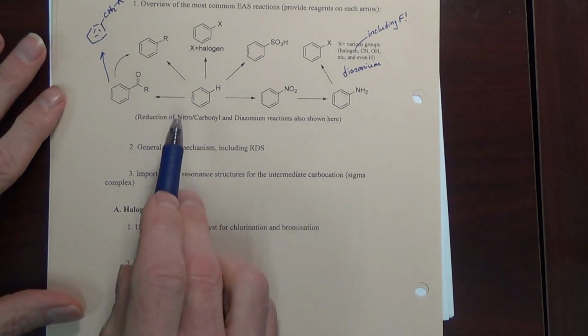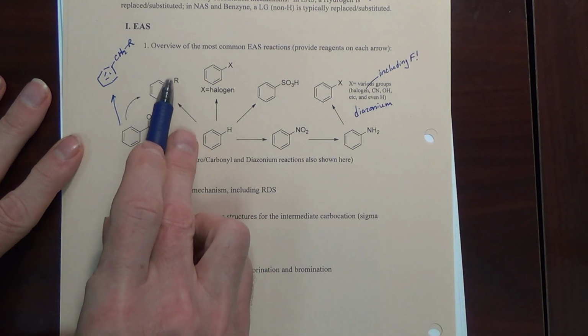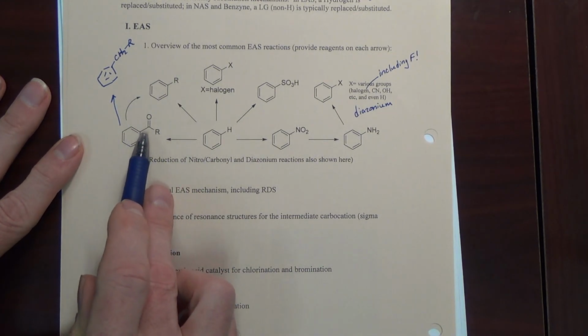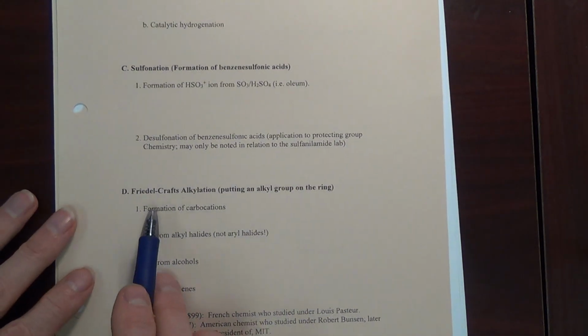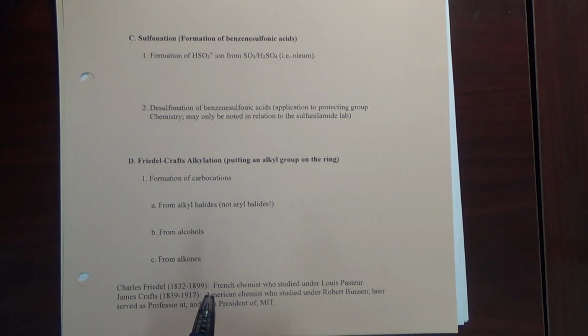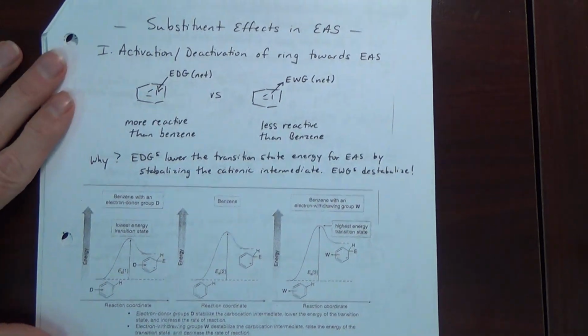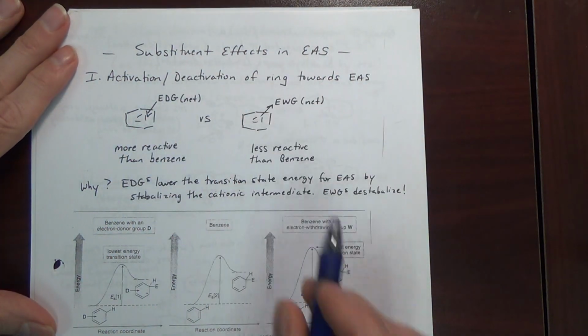Okay, and that would be putting on carbon groups, either an R group, alkyl group, or we'll see later an acyl group. But before we get to those reactions, let's take a detour a little bit and look at substituent effects in the EAS reaction.